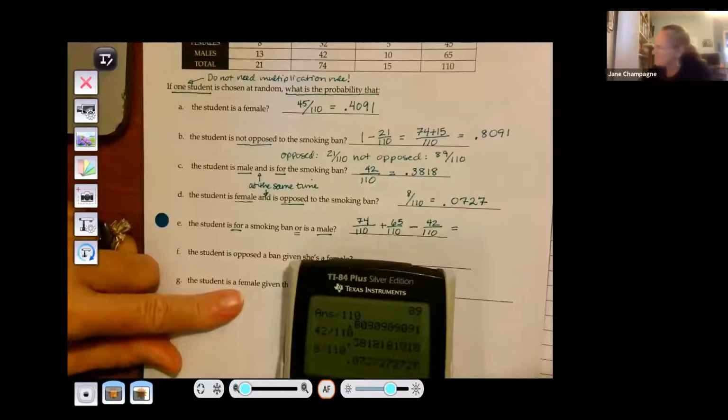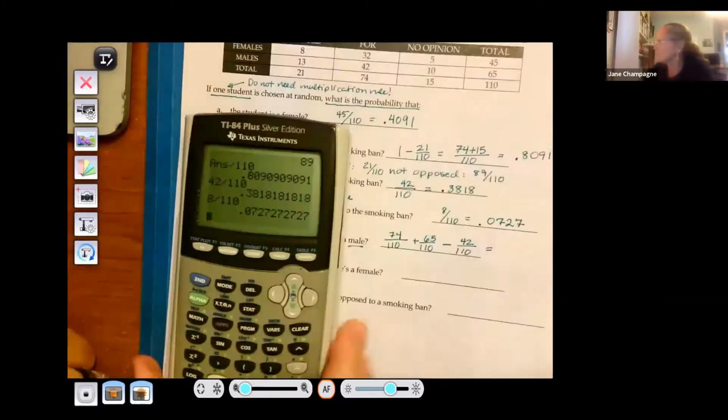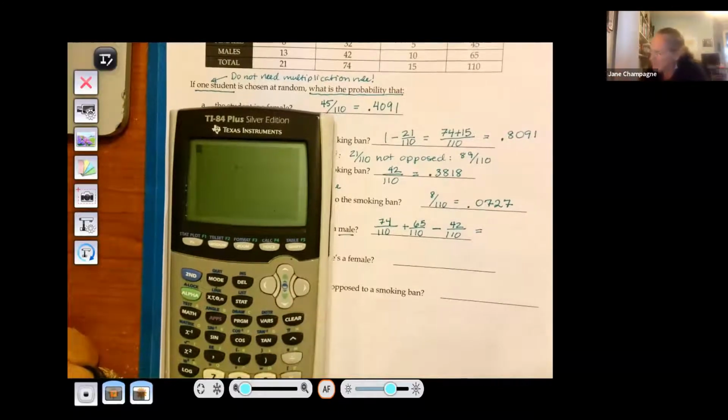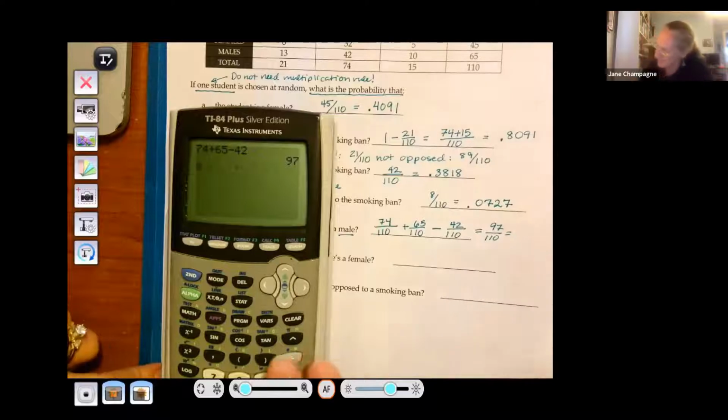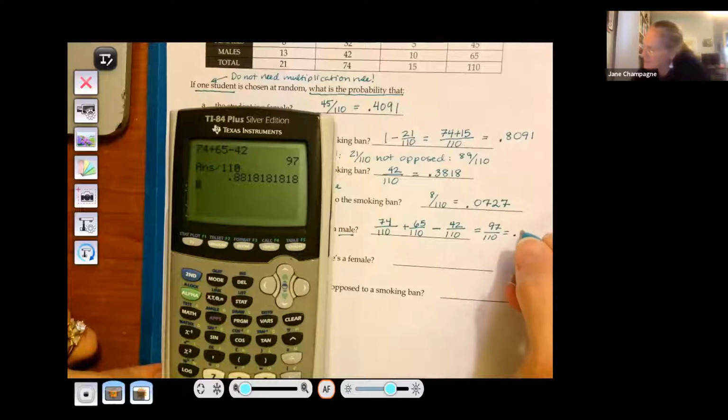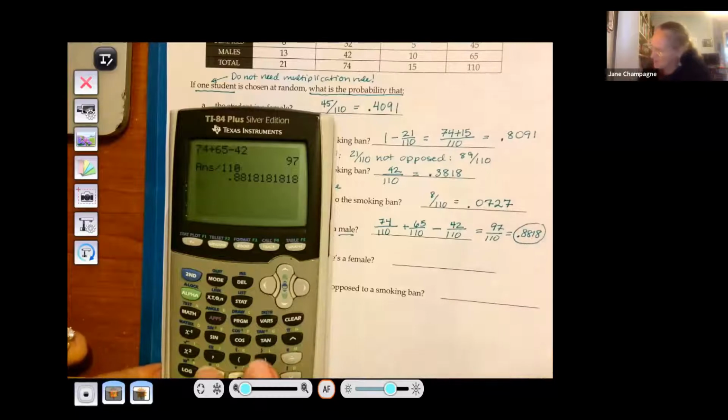So you can do these separately, or you can just do the numerators. Remember how your fractions work, right? You can go 74 plus 65 minus 42, 97 out of 110, and get 0.8818. Or you could go 74 out of 110 plus 65 out of 110 minus 42 out of 110. That works also.